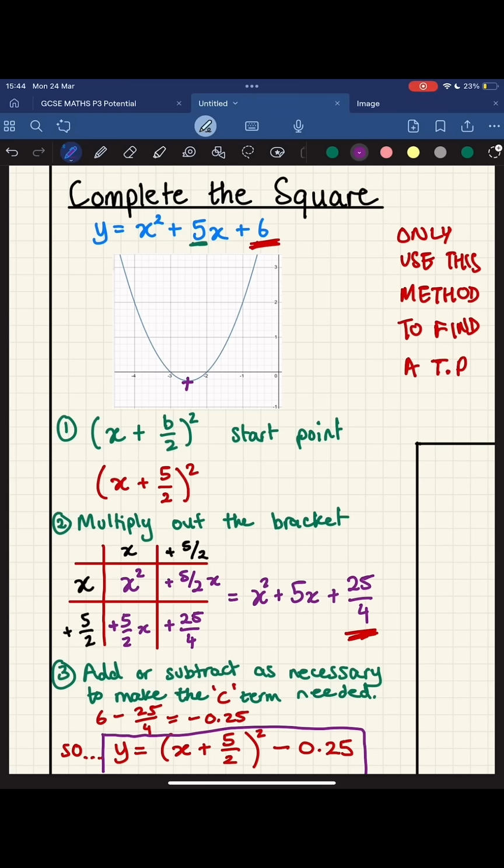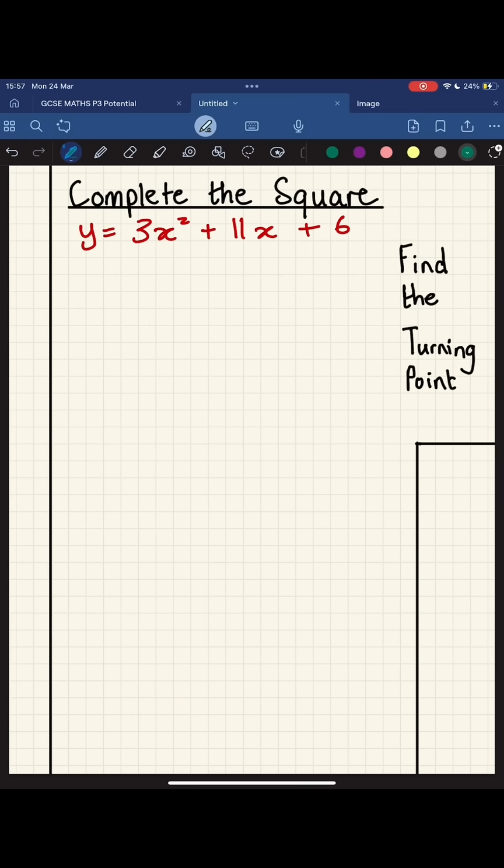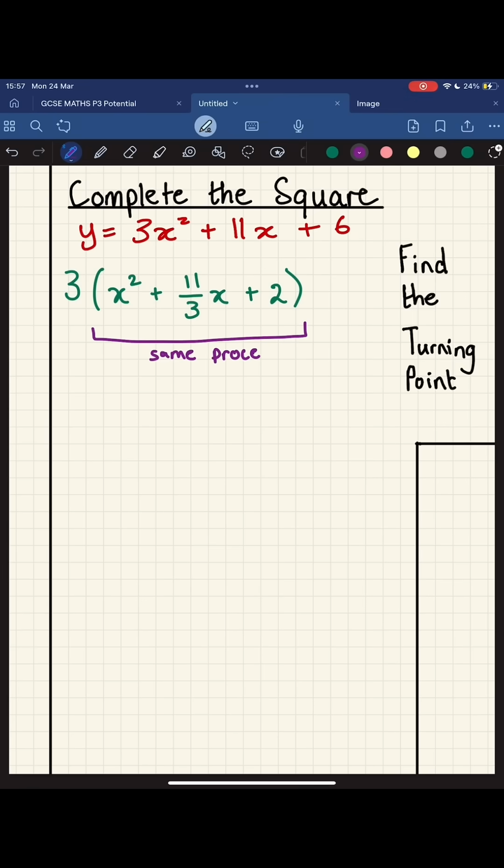Now, to find the coordinates of the turning point, it's really simple. The y value is the number outside of the bracket, so minus 0.25. And for the x coordinate, do what we usually do with a bracket, flip the sign inside of it, so it becomes minus 5/2, or minus 2.5. For equations where we have multiple x squared, we simply factorize that multiple out, and then follow the same process we just did with the expression inside the bracket.